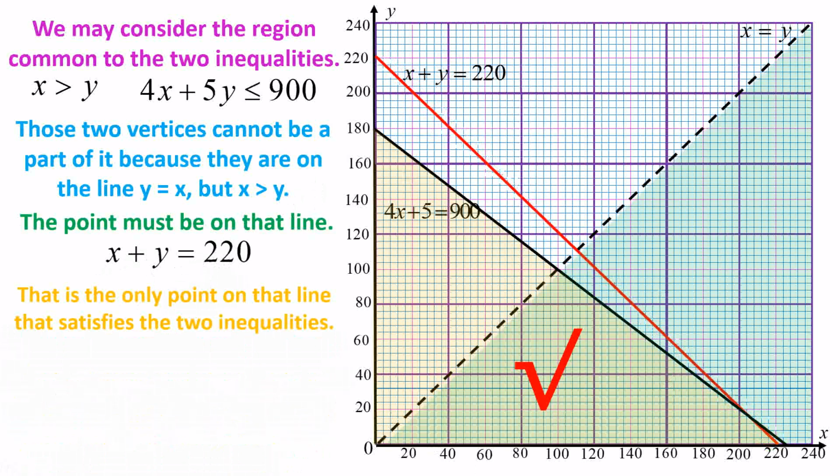If we look at the region, what we will recognize is that there's only one point in this region that is on this line, and it's this point right here. Therefore, this is the only point that qualifies. There it is. We see that x is equal to 200 and y is equal to 20. That is the only point that can possibly be a part of the solution of this problem.